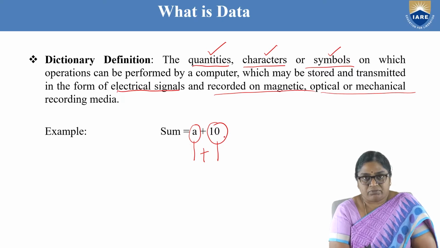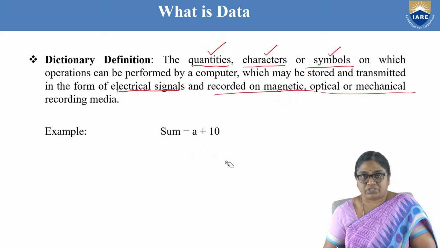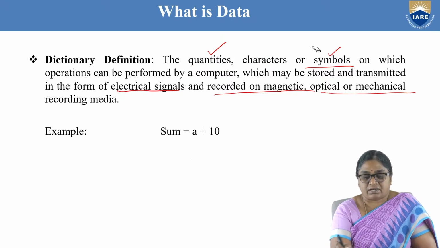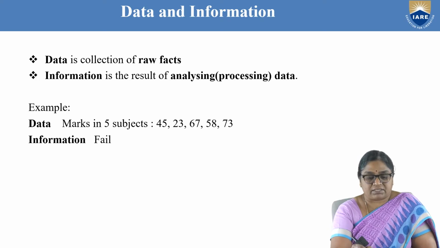So sum is equivalent to a plus b. We can store these data values on a magnetic, optical, or mechanical recording media. That means we can store them on disk or we can print them on printer and so forth. But in general terminology, data is nothing but collection of raw facts.